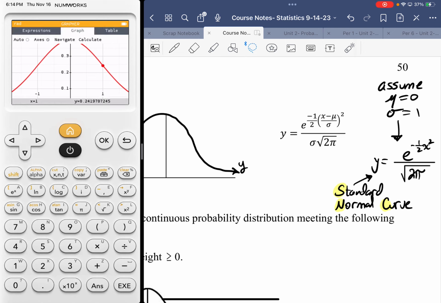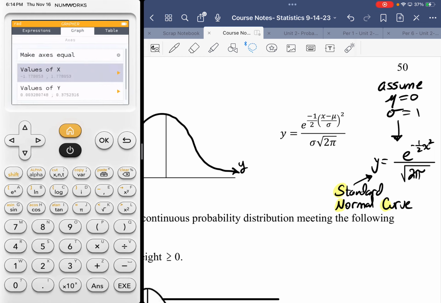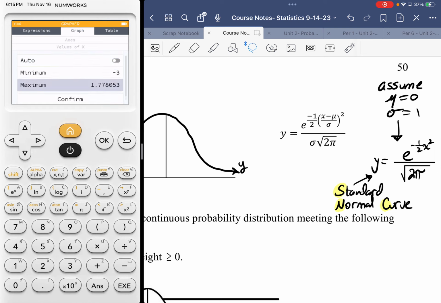You could modify the axes. So instead of going from -1.7 and change to +1.7, you might remember with the empirical rule, we went from -3 to 3 at least, right? Just because we're talking about going at least 3 standard deviations away from the mean. So you might modify this to go from -3 to 3. Confirm. And then for the values of y, I want to see the x-axis.